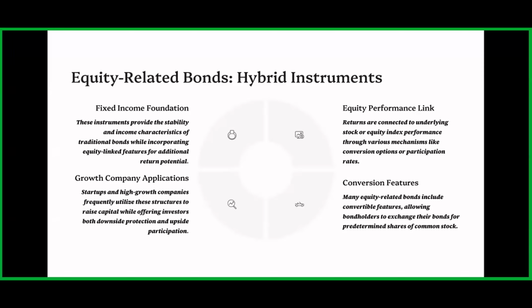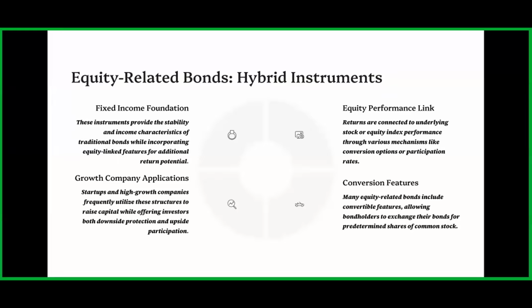What is meant by downside protection? If the company is not doing well and its financials are on the downside, then you will receive protection because it's a bond. But if the company is doing well financially, its revenue increases and its profit is on the upside, then you can convert your bonds after the maturity into equity shares. So this is how the investor can take advantage of both these situations. This is how the equity related bond works.